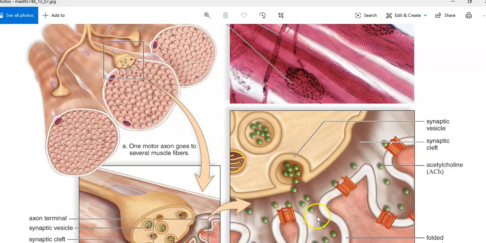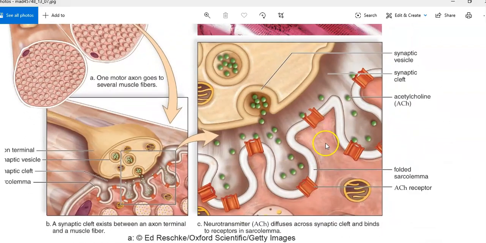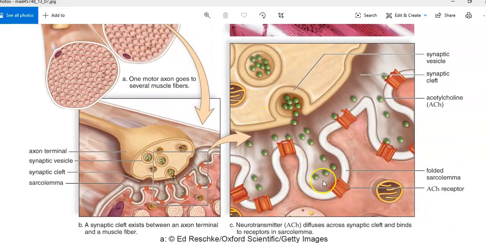And there are receptors on the muscle side that then receive the acetylcholine, and as soon as they're received, that's the stimulus that the muscle needs to contract. Okay, that causes calcium to be released.